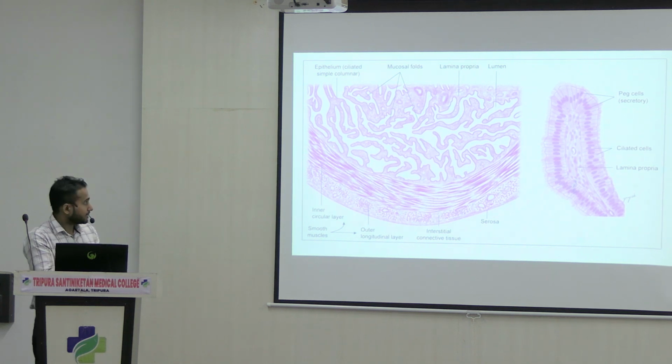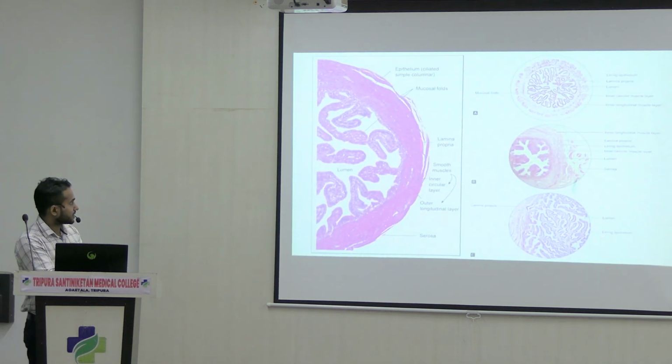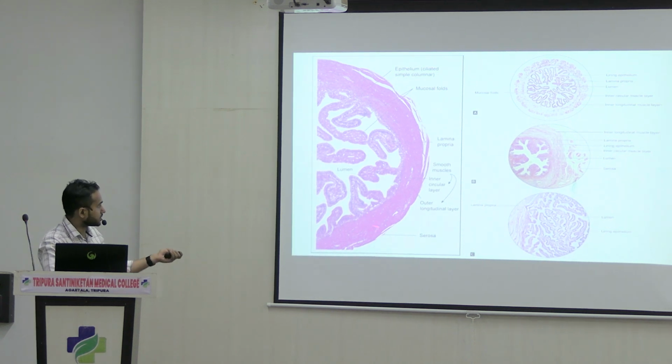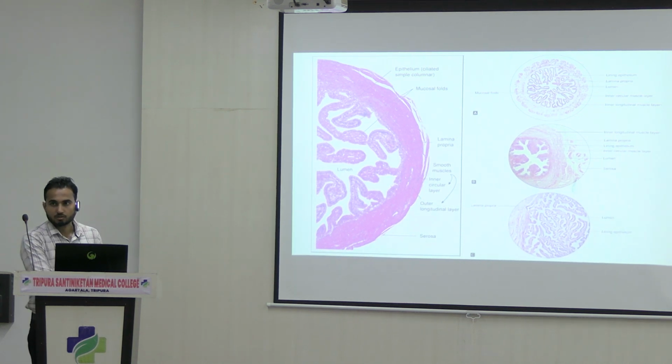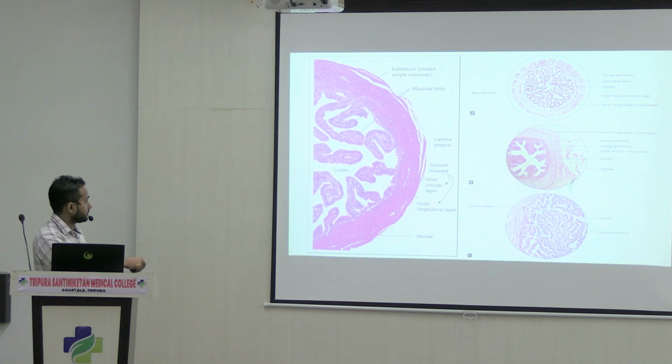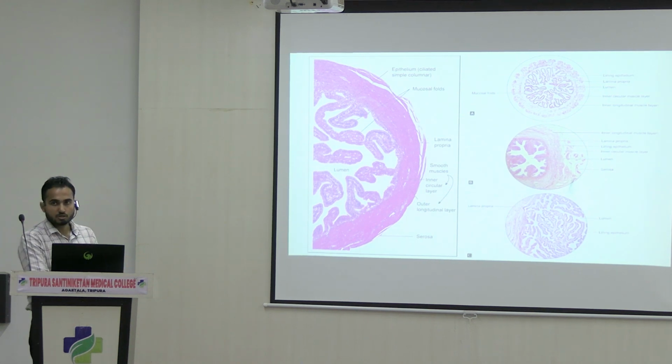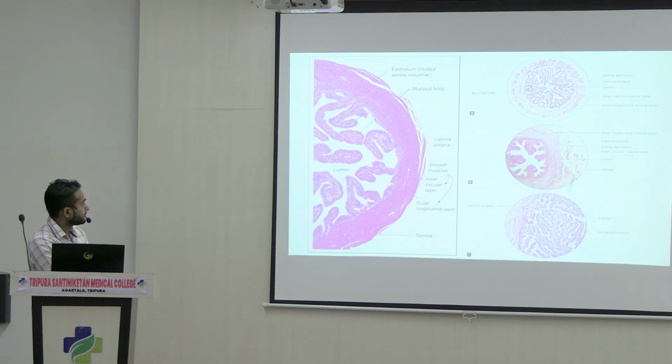Some other images are also there. This is the original histological image of the fallopian tube under low magnification. This is how it appears. This is the lumen, almost entirely occupied by the folds. Here you have to identify the lining epithelium, and this is the lamina propria.